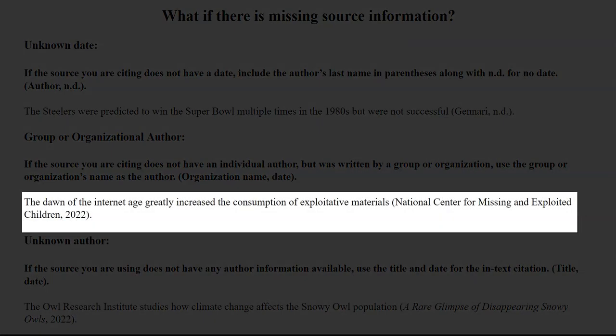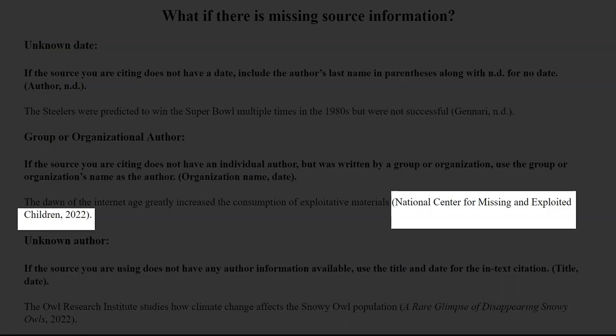The dawn of the internet age greatly increased the consumption of exploitative materials. Our in-text citation will be parentheses, organization or group name, comma, year of publication, close parentheses, and then the period. National Center for Missing and Exploited Children, comma, 2022.